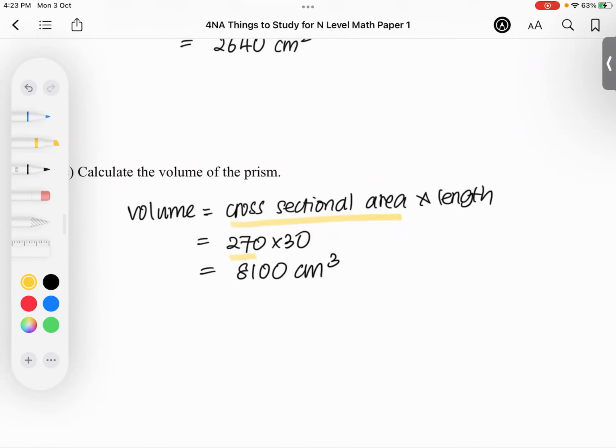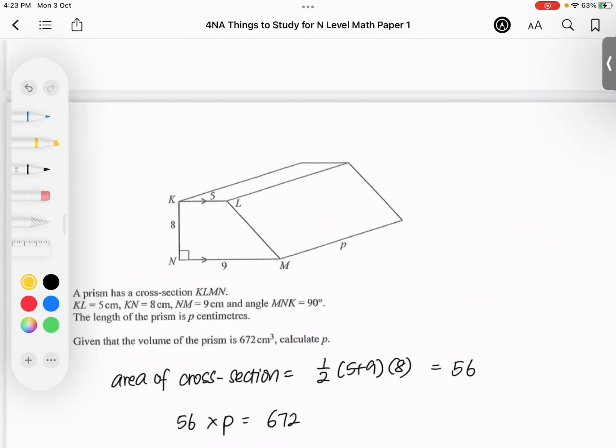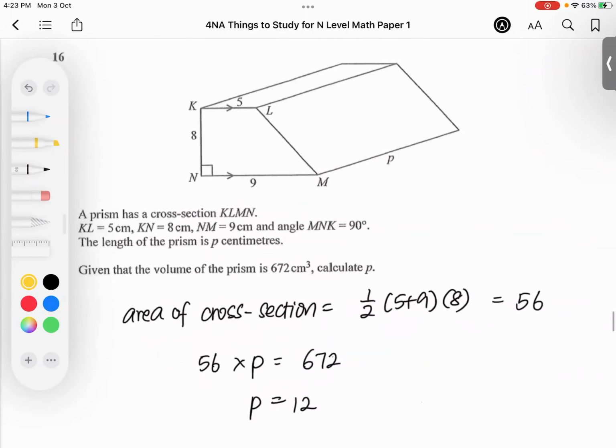Sometimes they can work backwards like this one. They give you the volume, ask you to find the length or one of the missing sides. So you have to work out that the volume is equal to the area of the cross section times the length. If they give you the volume but never give you P, and ask you to find this one over here, you can divide away P to find the area of the trapezium, then you work backwards.